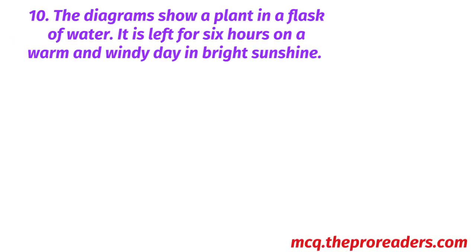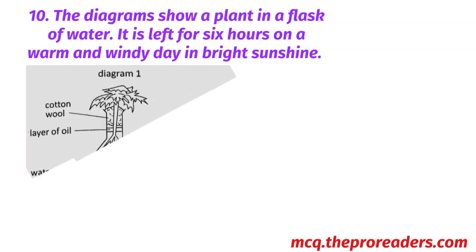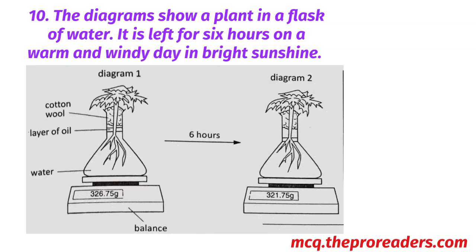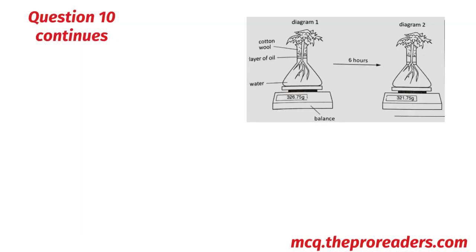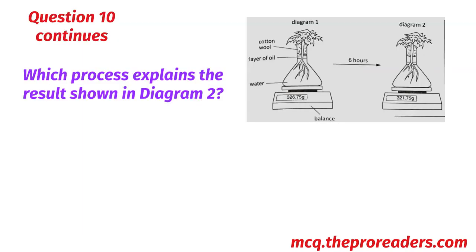The diagram shows a plant in a flask of water. It is left for 6 hours on a warm and windy day in bright sunlight. Question 10 continues. Which process explains the result shown in diagram 2?